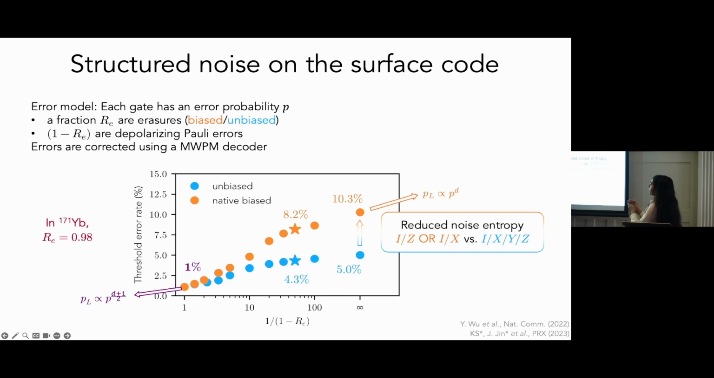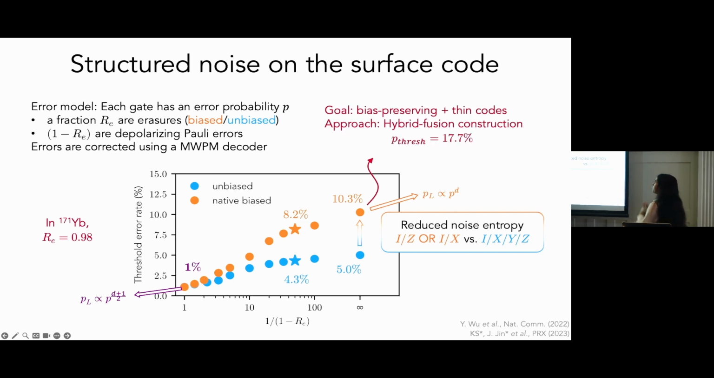I will say, though, that we still are destroying the bias in this system using a surface code encoding. And ideally, we'd like to preserve the bias, that is, only have Z errors appearing during our circuit, and therefore achieve thin codes and high thresholds. And we do have a way to achieve that, which I won't go into detail in this talk.